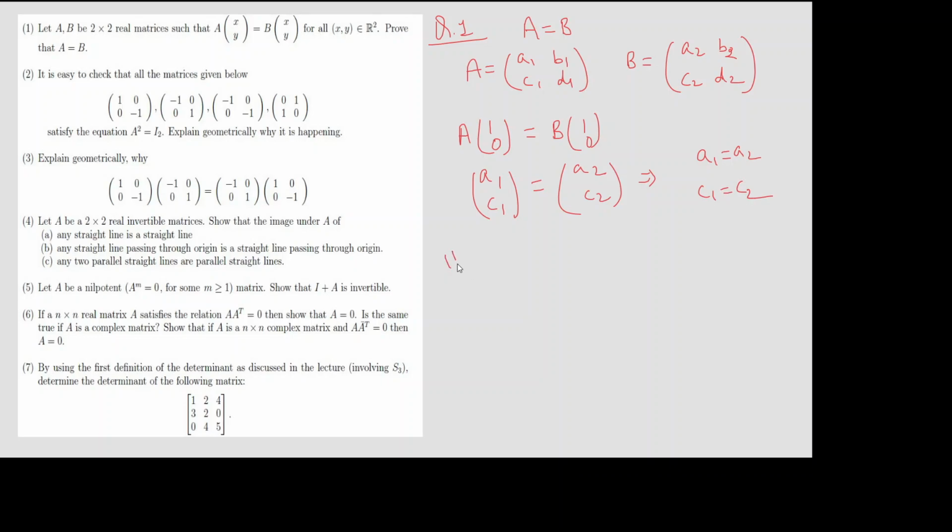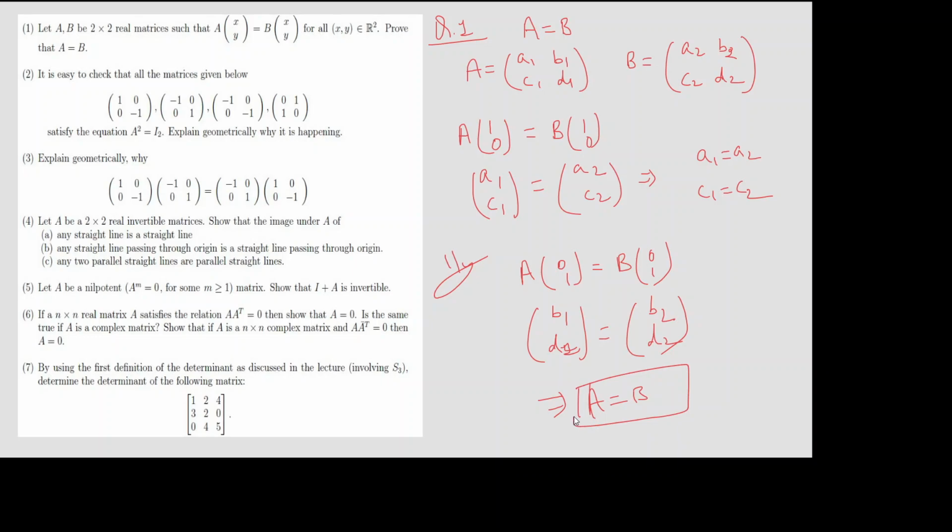Similarly, we can have A into (0, 1) equal to B into (0, 1). For that we'll have the second column of the first matrix A as well as of the second matrix B, that is (B1, D1) is equal to (B2, D2). So from that we have B1 is equal to B2 and D1 is equal to D2. This implies that matrix A is equal to B.